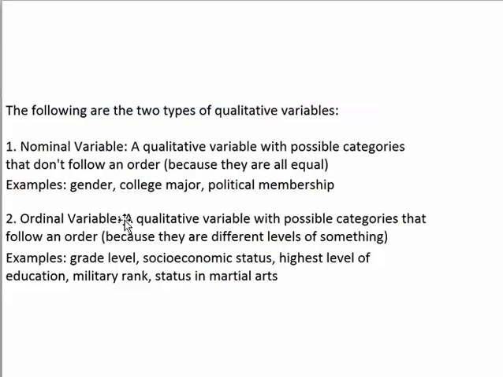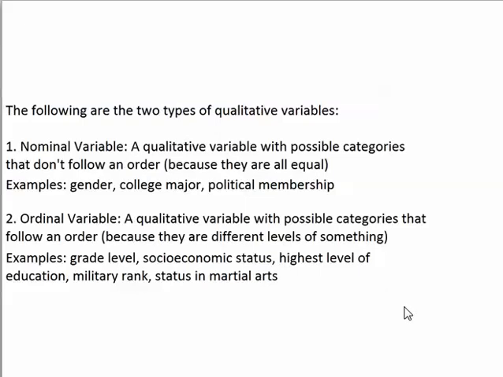An ordinal variable is a qualitative variable in which the categories do have a ranking or do have a hierarchy. An example of an ordinal variable would be grade level. You have freshmen, then you have sophomores, then you have juniors, and then you have seniors. Another ordinal variable would be socioeconomic status. You have lower class, middle class, and then upper class. Another ordinal variable would be highest level of education. The lowest level might be something like no high school. Then you would have high school, some college, college, and graduate school.